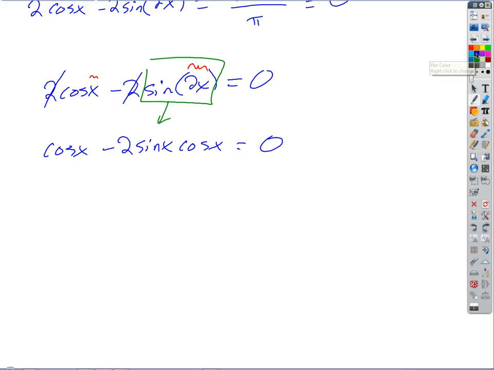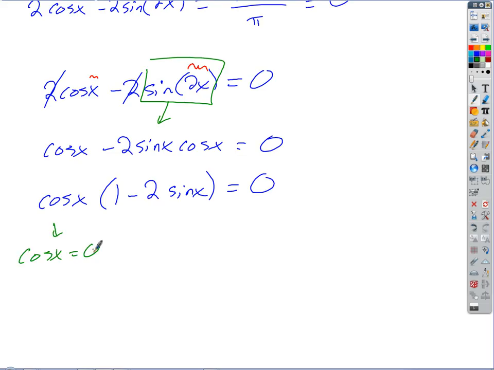Okay, so what should I do here then? Factor out a cosine x. If I factor out a cosine x, I'm left with 1 minus 2 sine x, right? And now we're okay. I've got a factored equation, so I'll just apply the zero product property. When is cosine x equal to 0? Or when is 1 minus 2 sine x equal to 0?